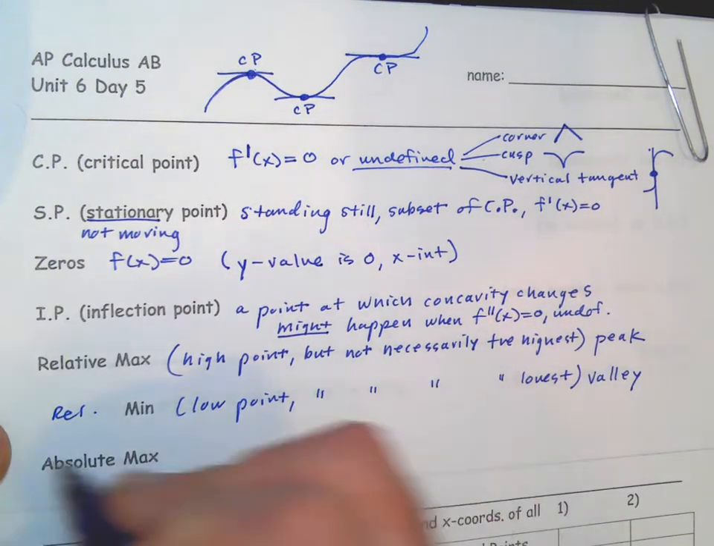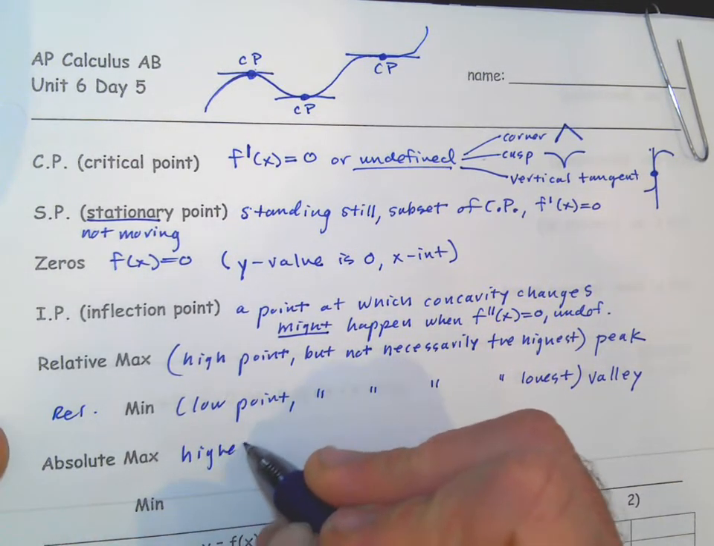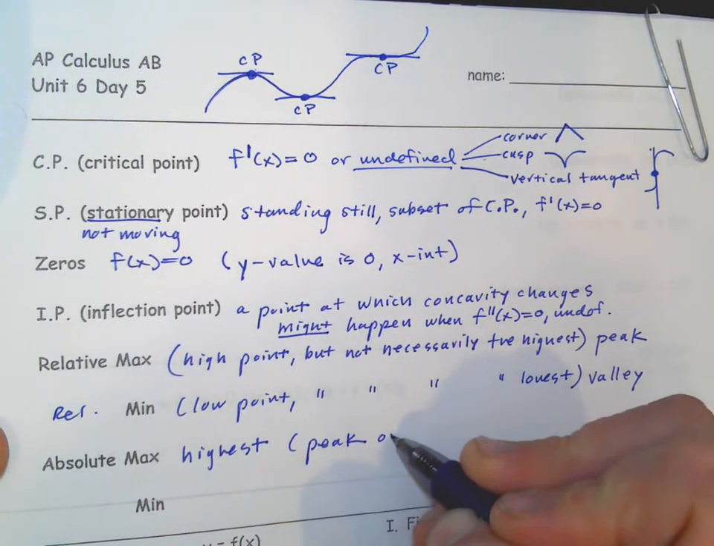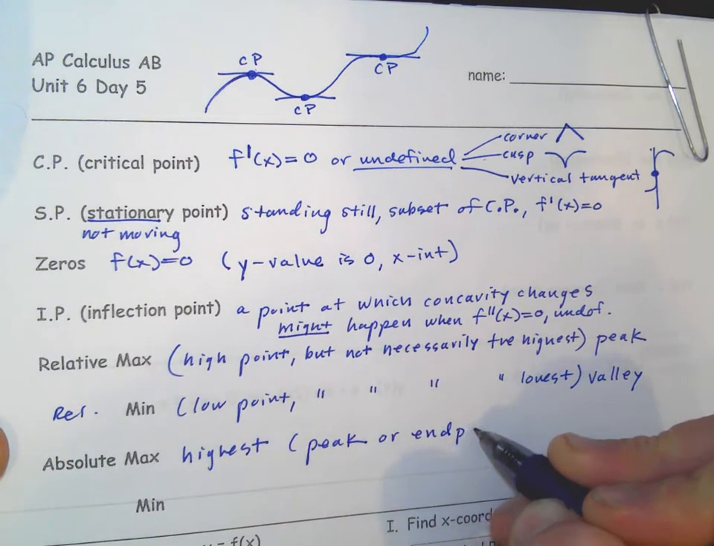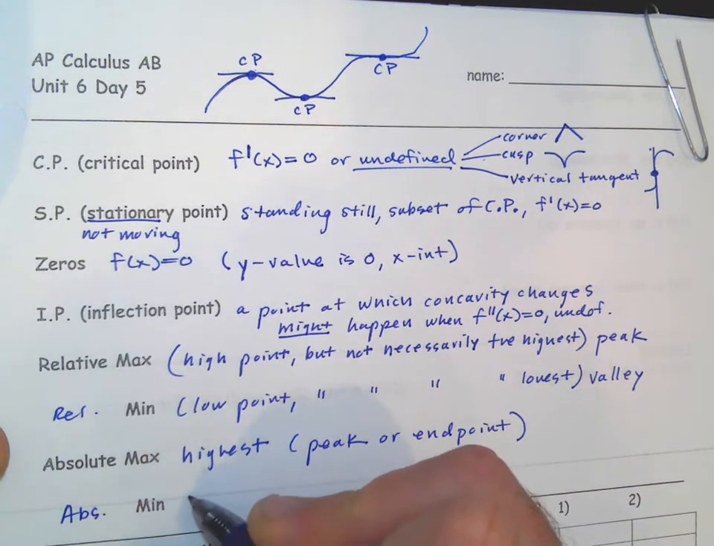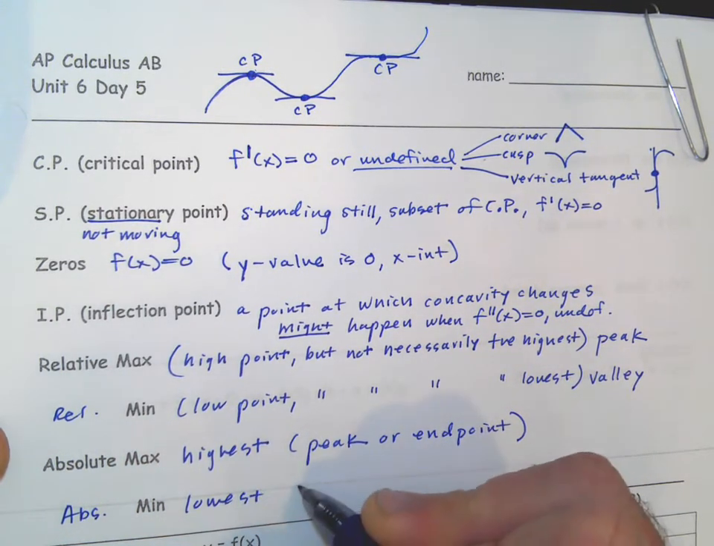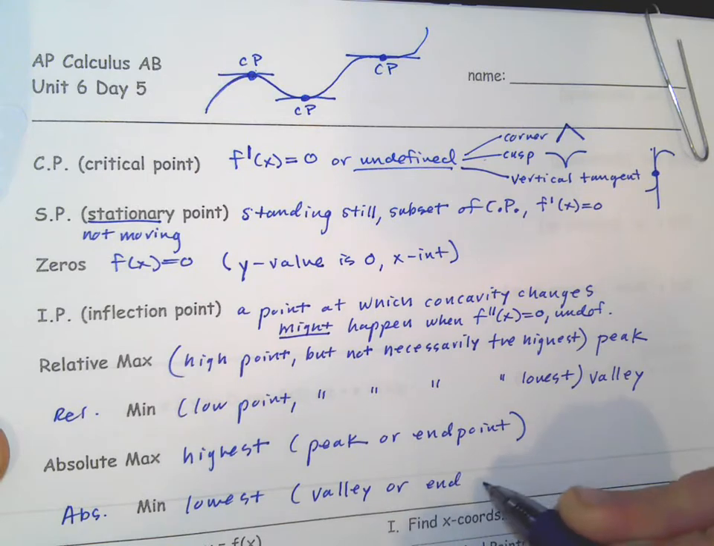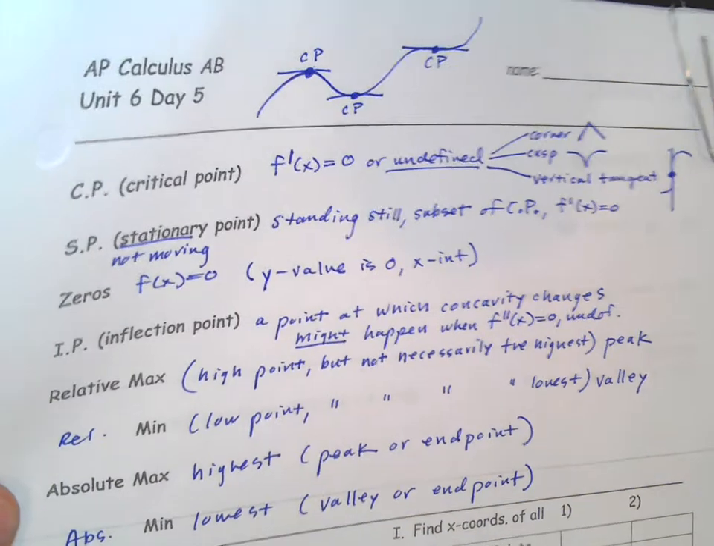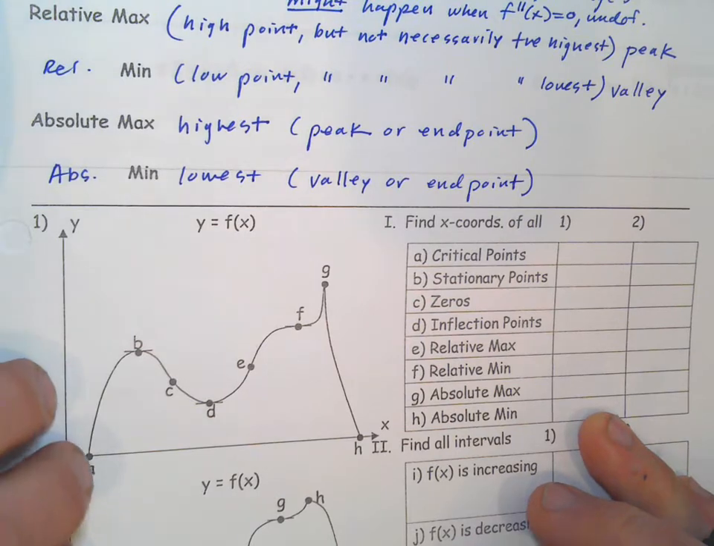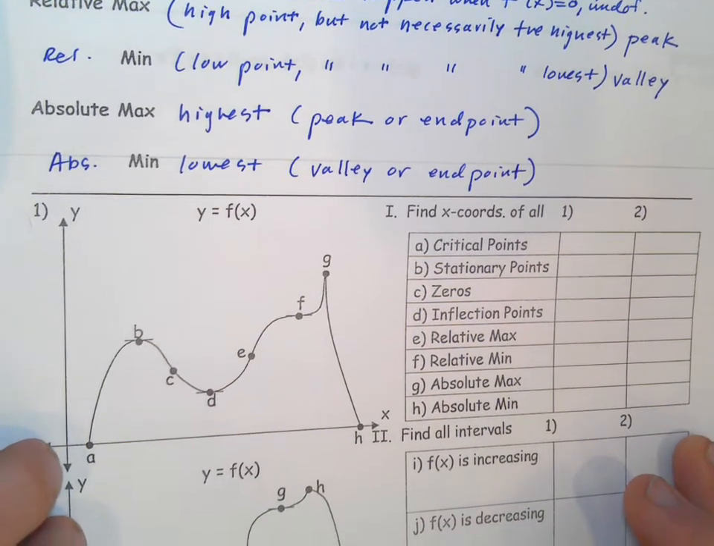Okay. Absolute max is the highest point for sure. And it could happen at a peak. Peak could be the highest point, or it could happen at the edges, at an endpoint. So you've got to consider that. Absolute min is the lowest point everywhere, which could happen at a valley or an endpoint. So just a quick rundown of terminology.